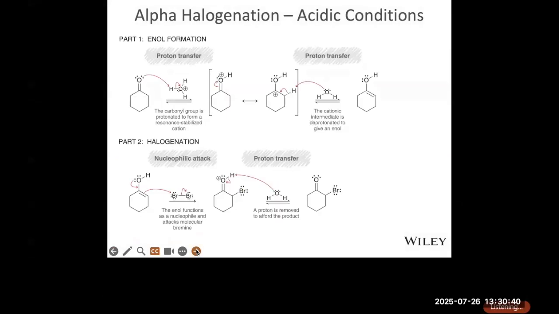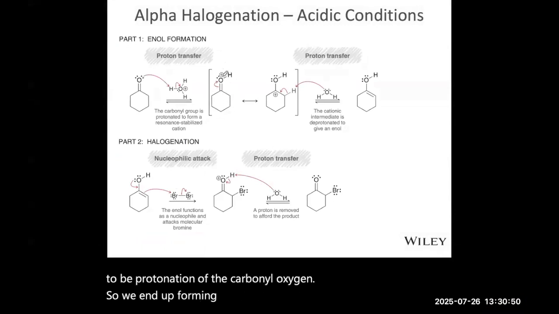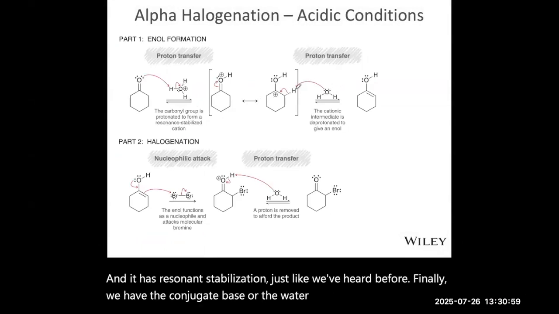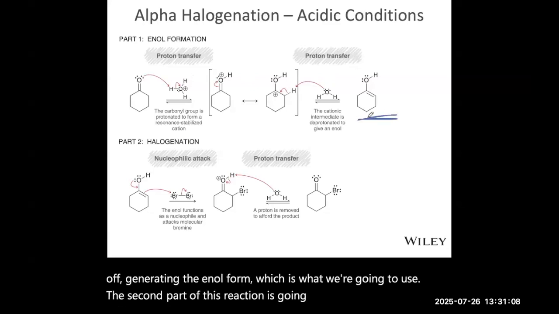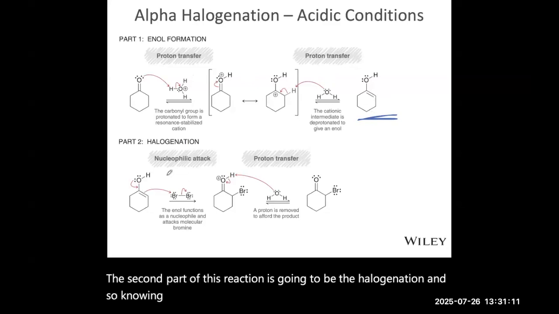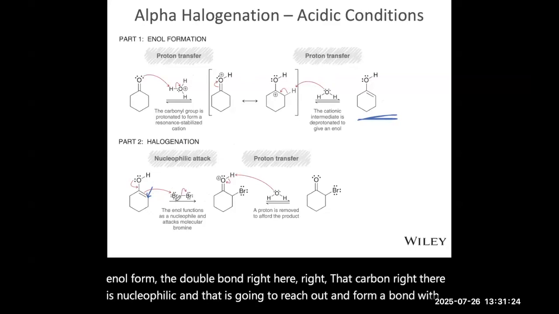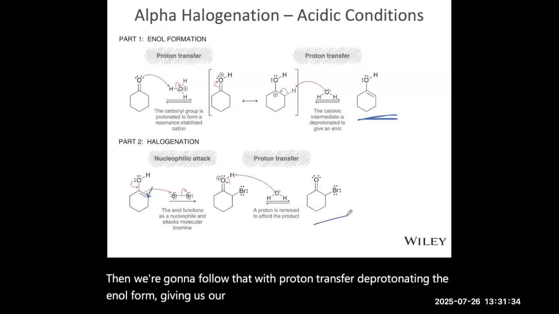So in acidic conditions, the first step for alpha halogenation is going to be protonation of the carbonyl oxygen. So we end up forming that enol, and it has resonance stabilization, just like we've heard before. Finally, we have the conjugate base, or the water molecule, pull the proton off, generating the enol form, which is what we're going to use. The second part of this reaction is going to be the halogenation. And so knowing that that carbon is nucleophilic, it is going to reach out and form a bond with the bromine. Then we're going to follow that with proton transfer, giving us our alpha bromine product.